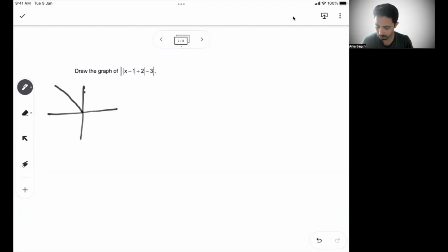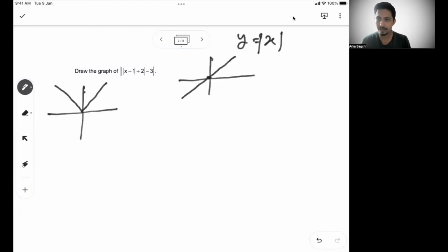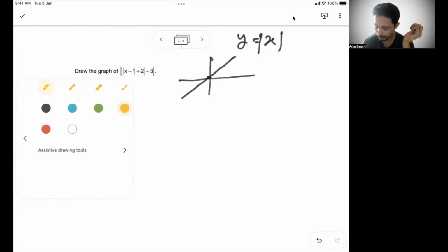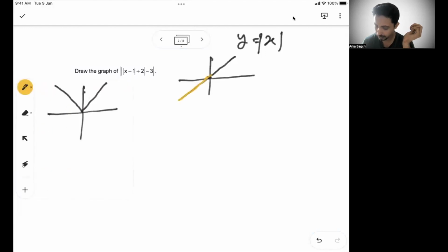The graph of mod x looks like this. What we are essentially saying is, if a relation is y equal to x, we have a graph like this which goes through the center. Now if I put a mod on x, y cannot be negative anywhere, because mod of x, which is equal to y, is a representation of distance, and distance cannot be negative. So mod of x is always going to be positive. So this part will come up.